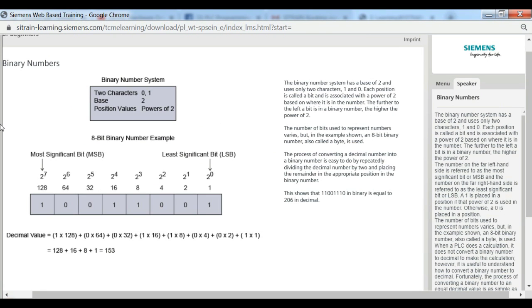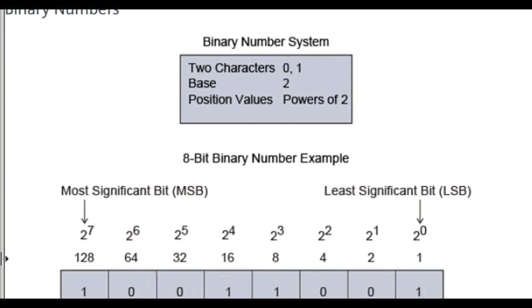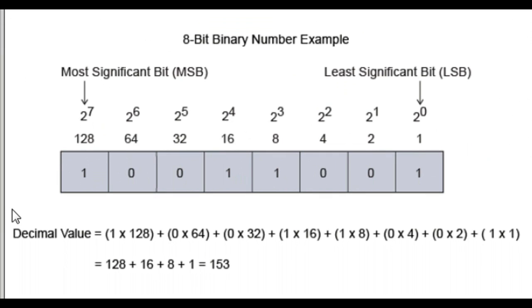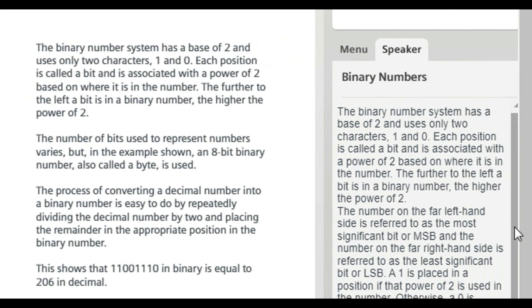The binary number system has a base of 2 and uses only 2 characters, 1 and 0. Each position is called a bit and is associated with a power of 2 based on where it is in the number. The further to the left a bit is in a binary number, the higher the power of 2. The number on the far left-hand side is referred to as the most significant bit, or MSB, and the number on the far right-hand side is referred to as the least significant bit, or LSB. A 1 is placed in a position if that power of 2 is used in the number, otherwise a 0 is placed in a position.